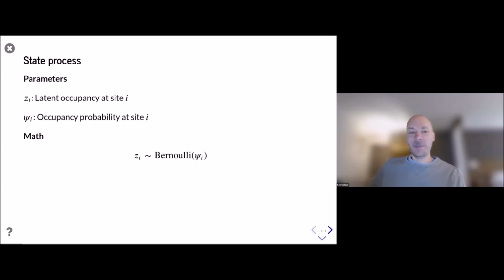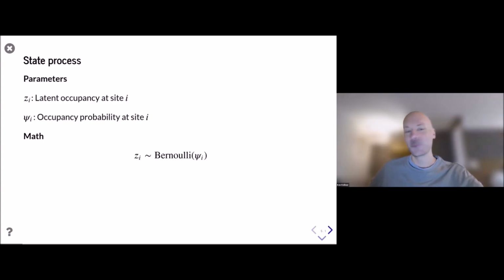So moving on to the basic math that's represented in that diagram. First, I'll talk about the state process. The two key parameters are what is often called Z and psi. Z sub I is the latent occupancy at site I, so the true presence or absence. And that takes on a value of 1 if the site is occupied and 0 if it's not. And then the occupancy probability psi, which is, again, the probability that the site's occupied.